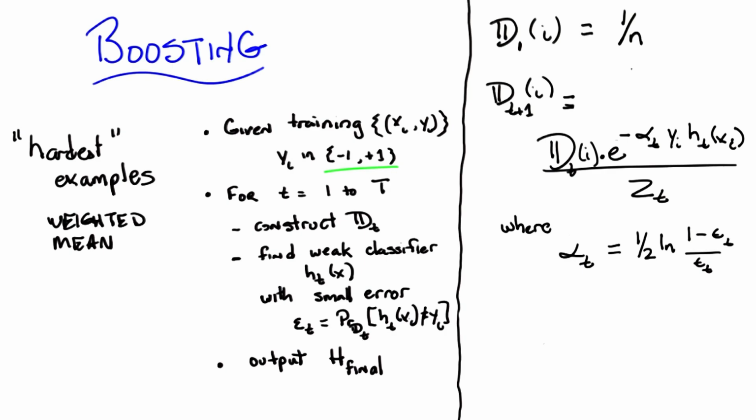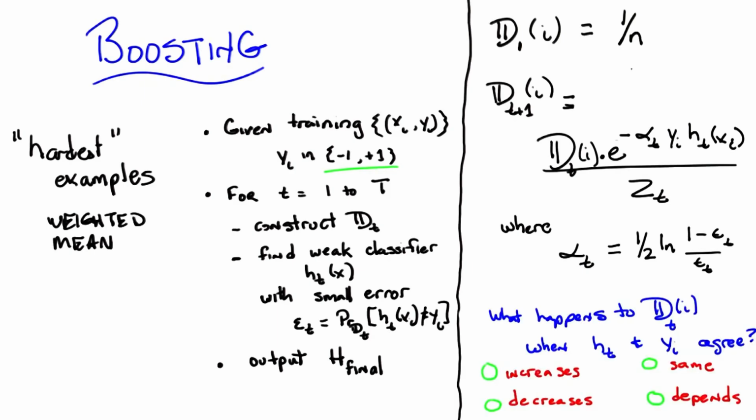And if you don't believe me, you should play around with the numbers till you convince yourself. So that's going to be some positive number. That means when they agree, that whole product will be positive, which means you'll be raising e to minus some number. When they disagree, that product will be negative, which means you will be raising e to some positive number. So let's imagine they agree. So you're going to be raising e to minus some number. What's going to happen to the relative weight of d sub t of i?